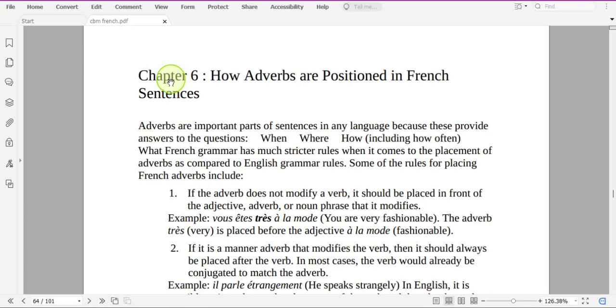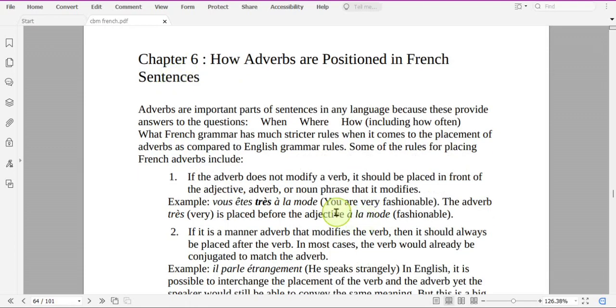Now look at the first point there. If the adverb does not modify a verb, it should be placed in front of the adjective, adverb, or noun phrase that it modifies. Vous êtes très à la mode. You are very fashionable. À la mode means fashionable. Okay.